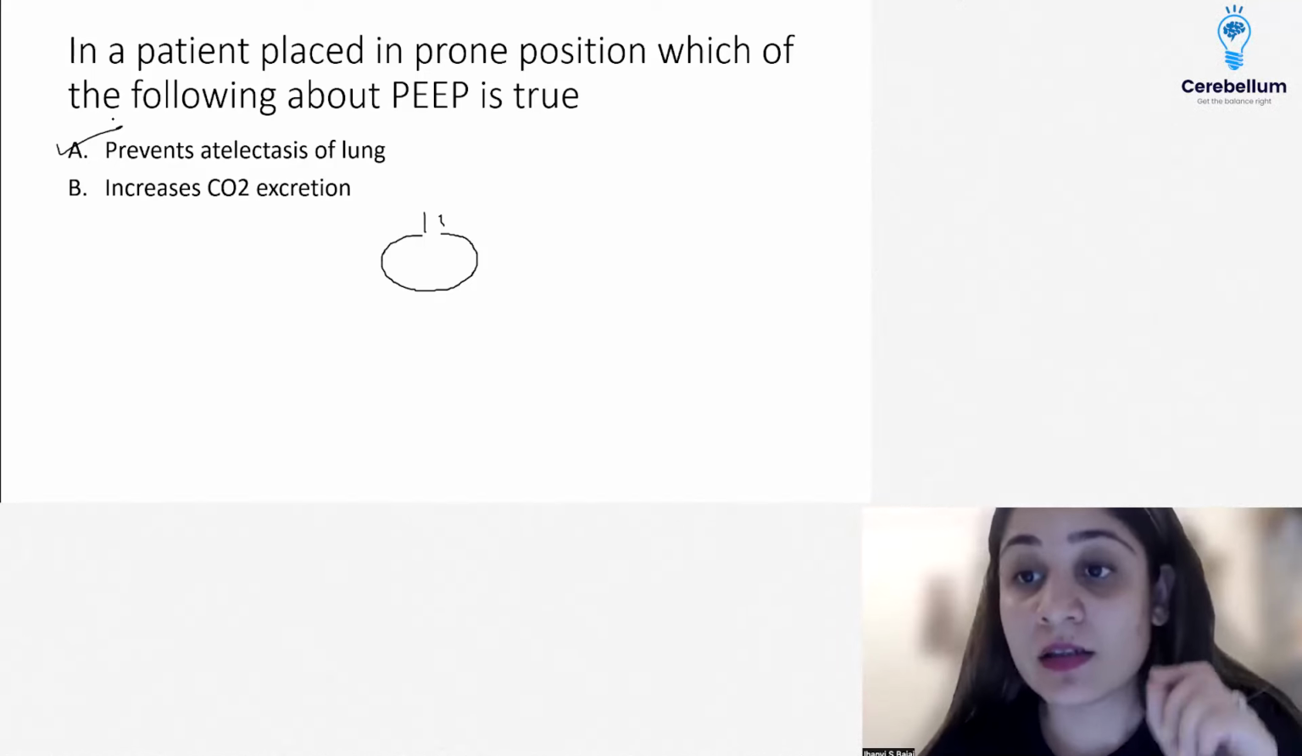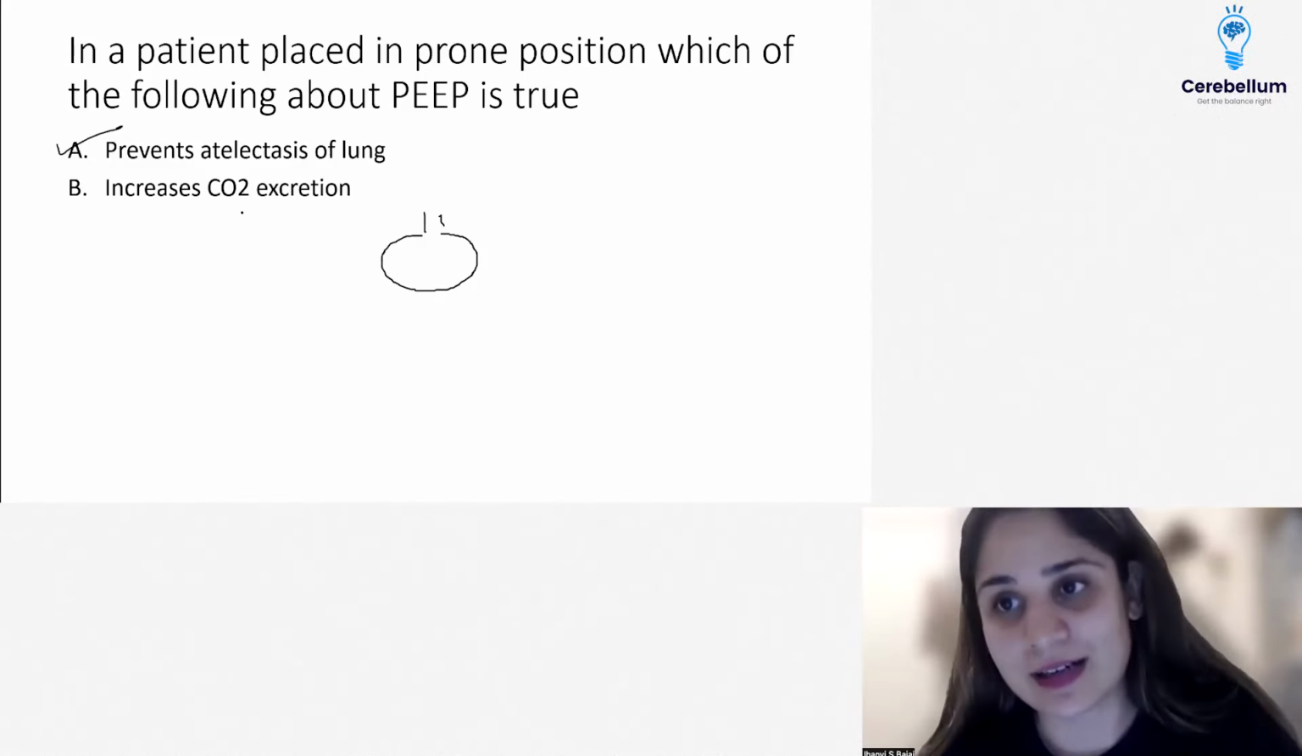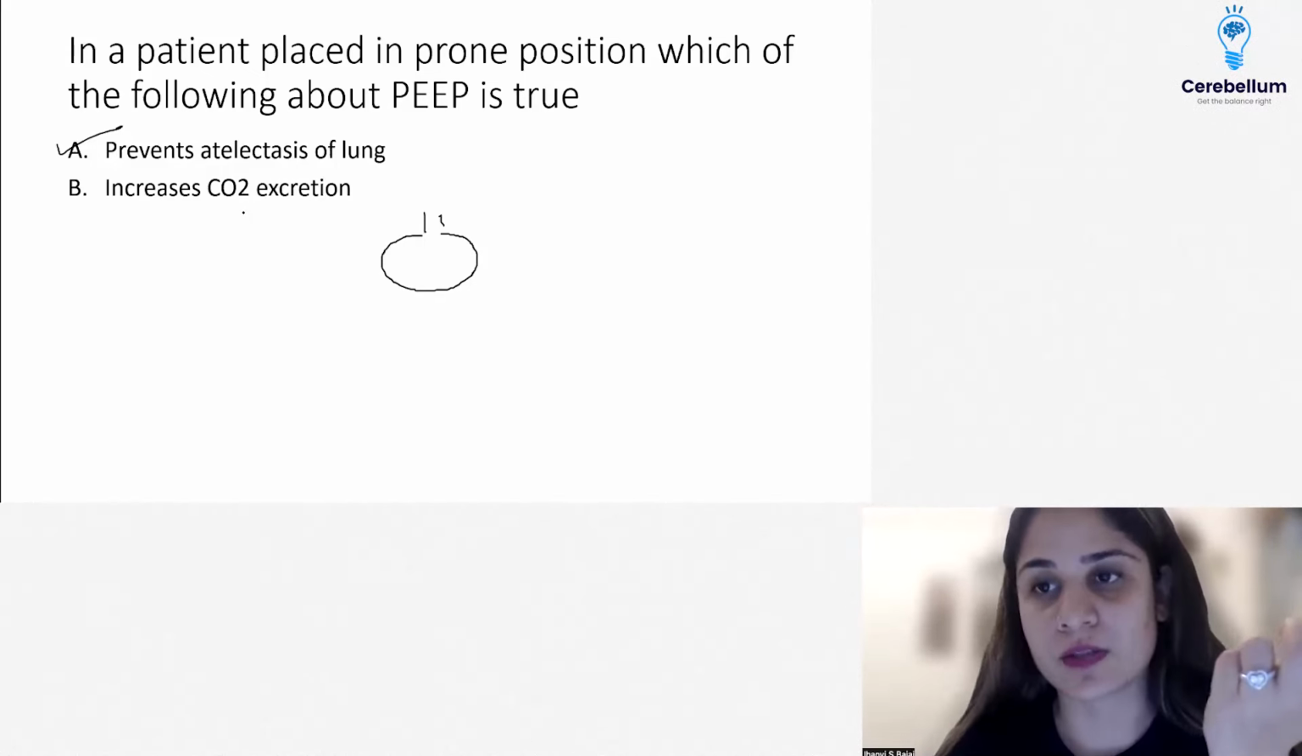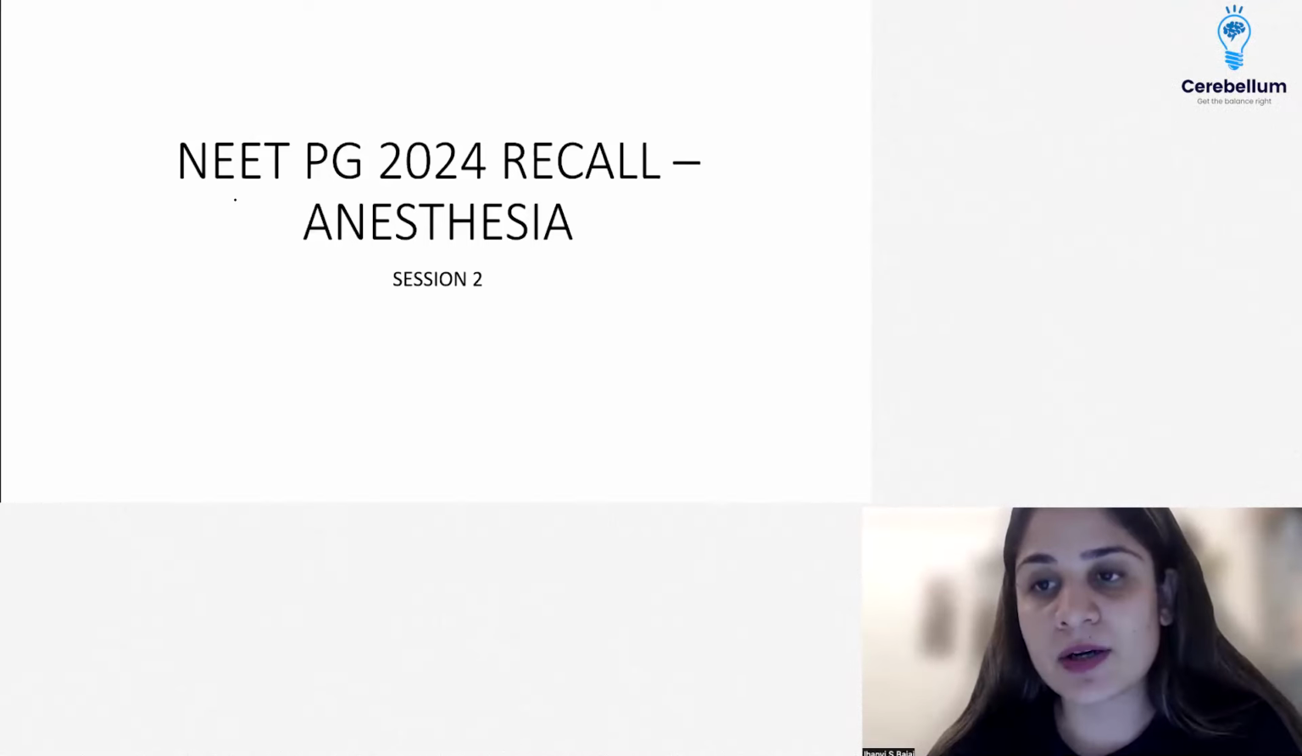Now, it does help in increasing the carbon dioxide excretion, but that is the secondary benefit of it. The primary work of PEEP is to prevent the atelectasis of the lung. So we will go for option A. All right, so that was all about session 1.